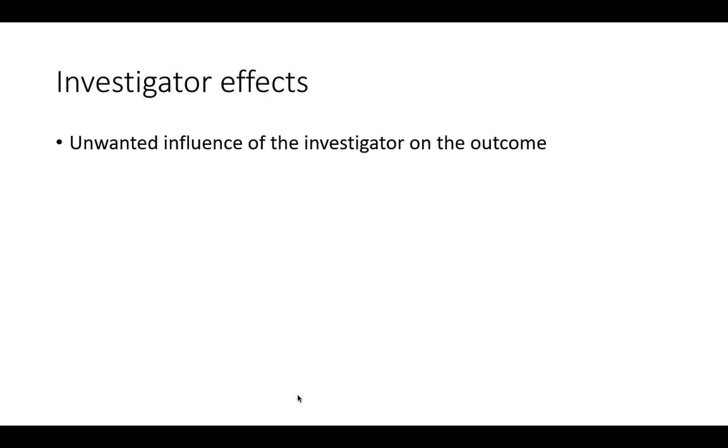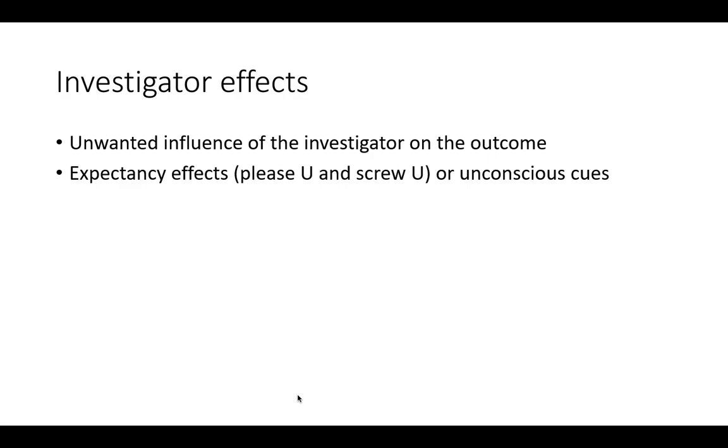Investigator effects. Now, this is another type of demand characteristic. Really simple. The investigator themselves can have an influence on the outcome. How is this? Well, they could be an annoying person. They could have an annoying voice. They could have an annoying manner. They could behave in an aggressive way without knowing it. They could be particularly tall. They could be particularly small. They could be really good looking. And they could be really young or really old. Any of these could lead to the participants having expectancy effects, where they start to do please you or they start to do screw you.